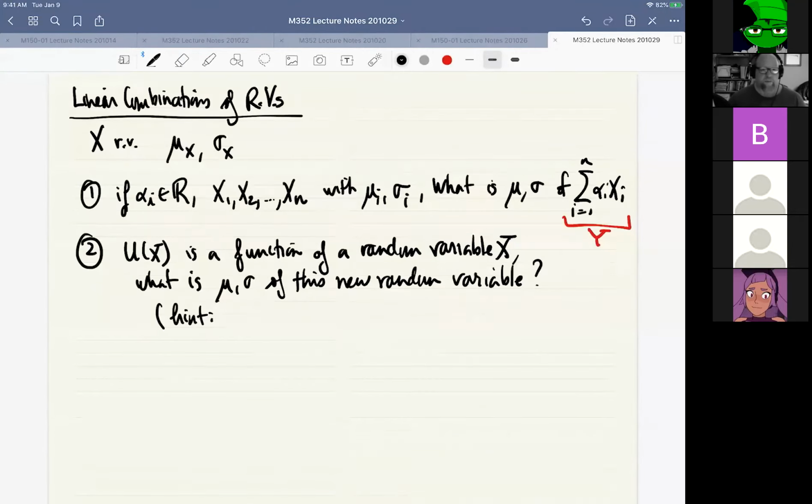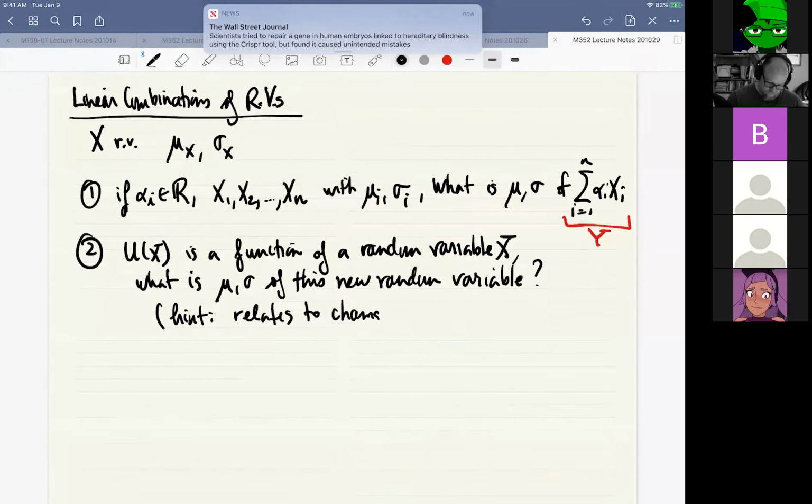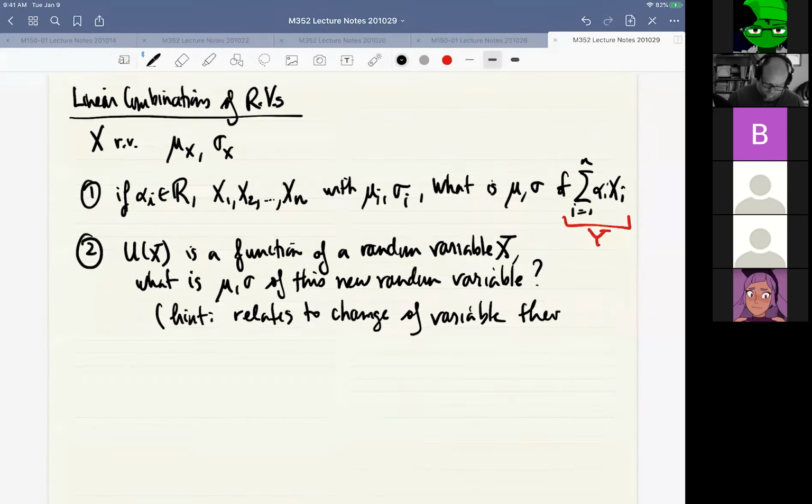So there's a theorem called the propagation of error that will tell us what it is, but I'm going to just write down a little hint to help you make a connection. If and when you see that theorem, it relates to the change of variable theorem in Calc 3, where if you're doing a change of variable for an integral, you use the Jacobian to adjust the value of the integral. Well, this is what propagation of error is kind of like.